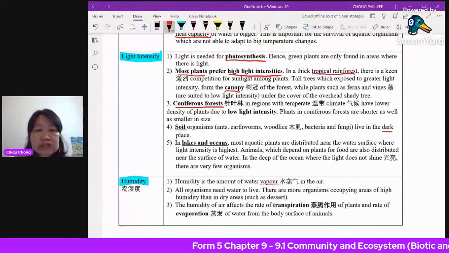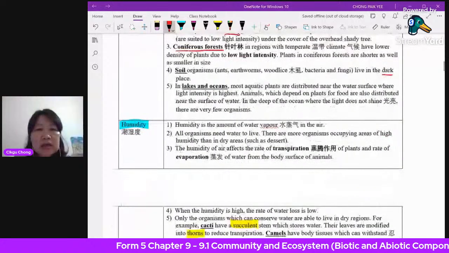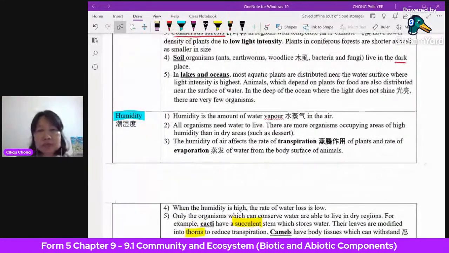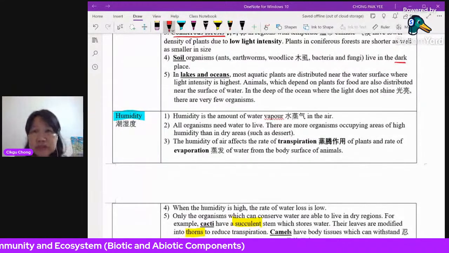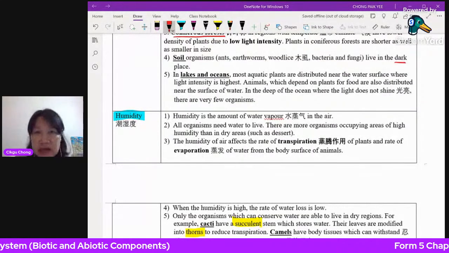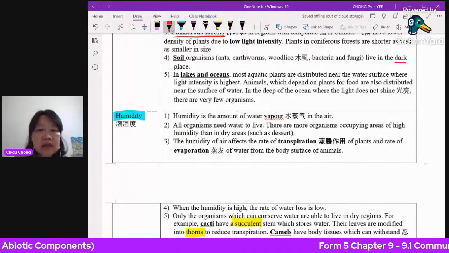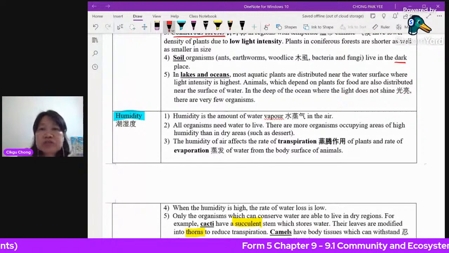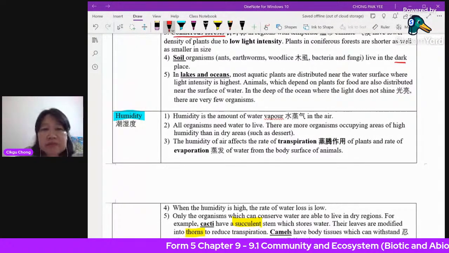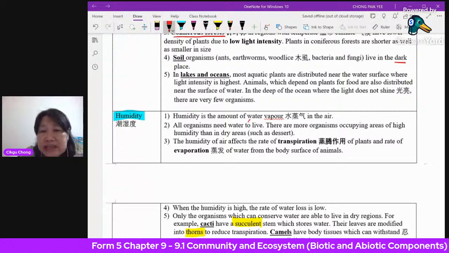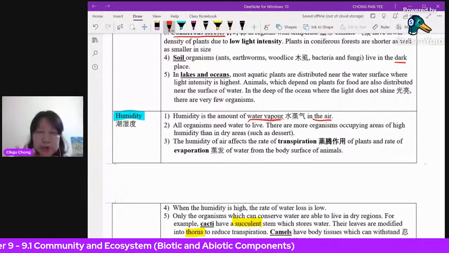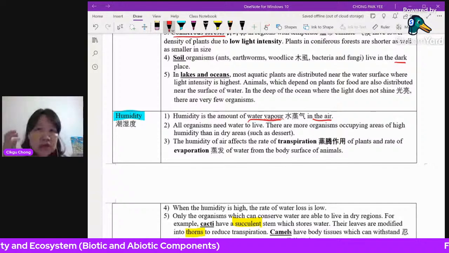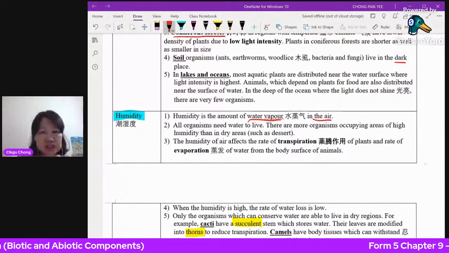Okay, humidity, the amount of water vapor. Okay, so it depends on where you are. So in tropical rainforests, all right, the ecosystem here, the humidity is quite high because it rains quite often. Okay, and in other temperate countries, the environment is quite dry. So it's the amount of water vapor in the air. So we're talking about in the air, not on the ocean and all. That's not humidity. Humidity is talking about the water in the vapor form, okay, in the gaseous state.